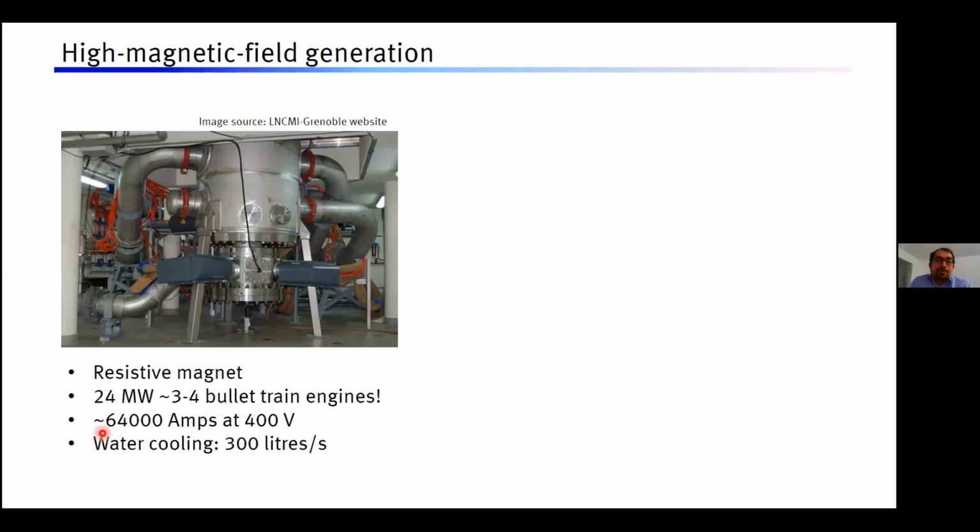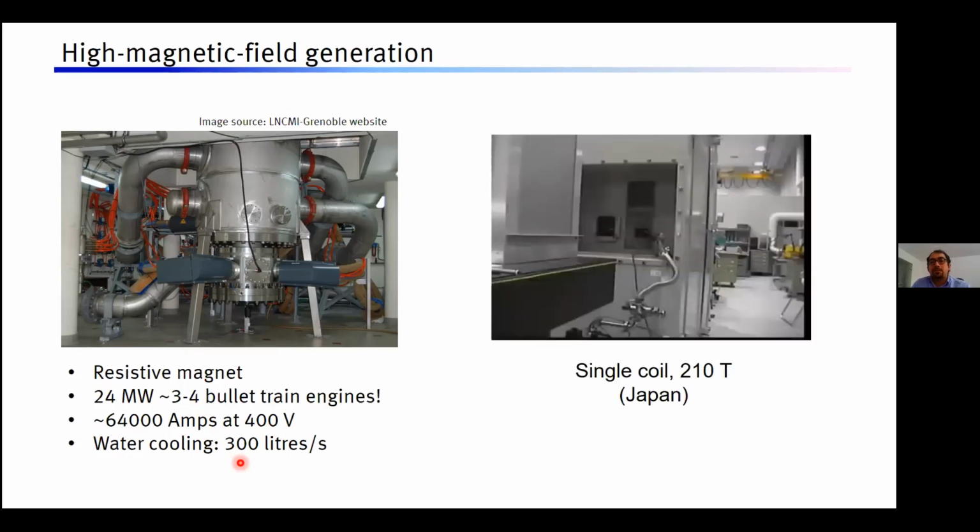It needs 64,000 amperes at 400 volts to charge this magnet, and a huge pump is required to cool this magnet. There are other processes to create high magnetic fields. For example, there can be single coil experiments where a single coil of copper is taken and a large amount of energy, such as a few megajoules, is passed through this single coil within a few milliseconds. And the coil actually blows up, but one can create very large magnetic fields.